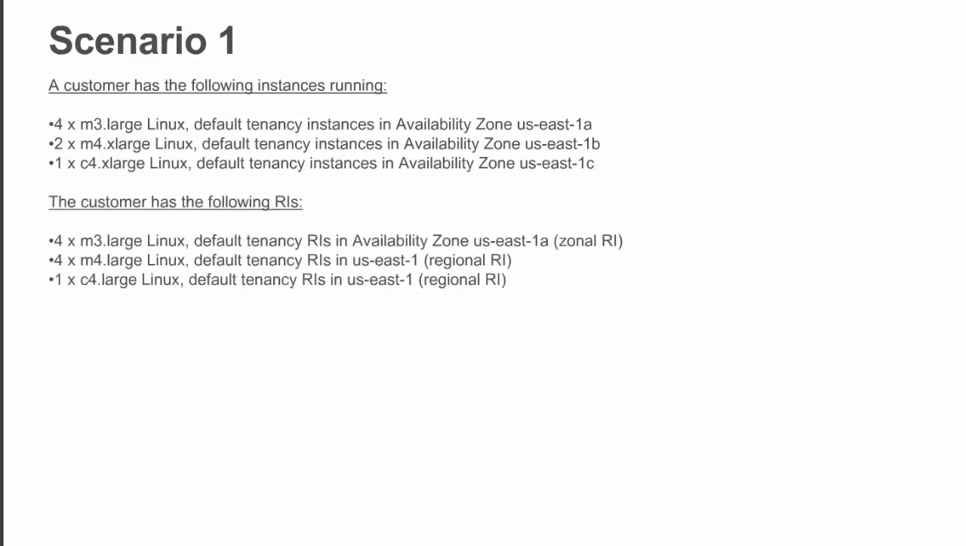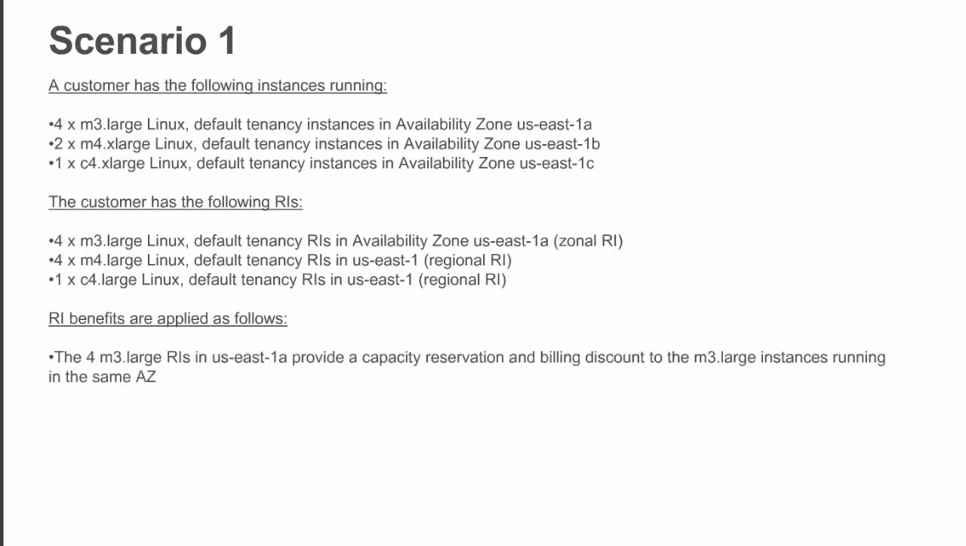And let's say the customer has the following RIs: 4 M3 large Linux RIs in US East 1A. This is a zonal RI since it applies to a specific AZ. 4 M4 large Linux RIs that apply to the US East 1 region, which is a regional RI. And also 1 C4 large Linux RI, which applies to the US East 1 region, which is also a regional RI. So in a sense, the customer has 1 zonal RI and 2 regional RIs. So how will the RIs get applied?